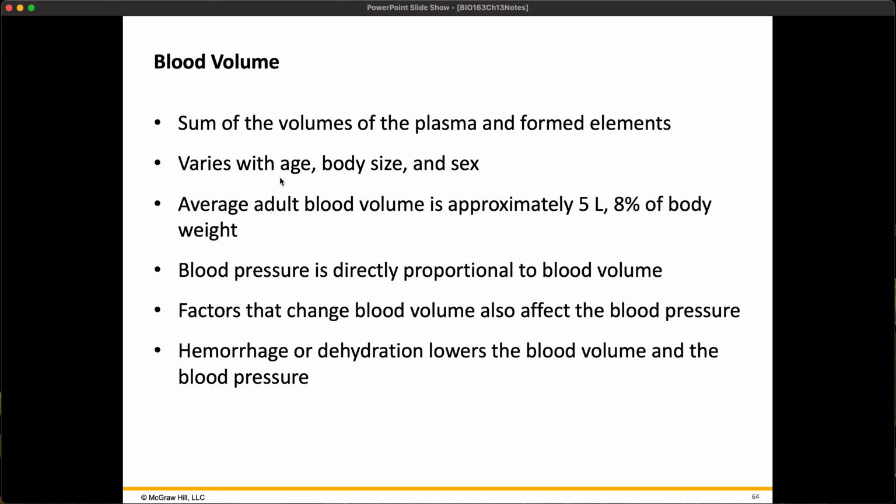From childhood to adulthood, it's increasing. And then once you start to get into kind of a senior age, a more advanced age, then your blood volume will start to decrease, actually. Average adult blood volume is about 5 liters, 8% of your body weight. Blood pressure is directly proportional to blood volume. So as blood volume increases, blood pressure increases.